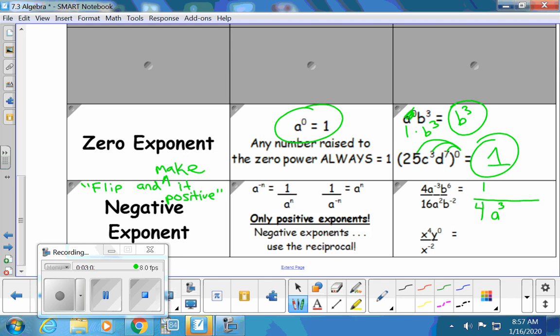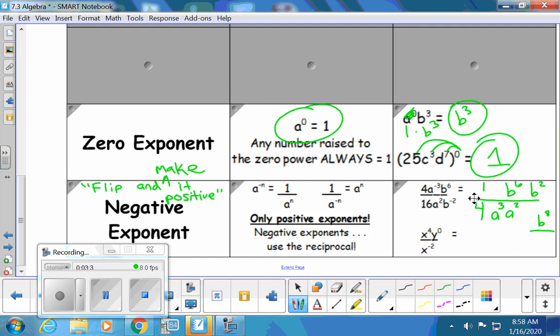So it'll be living down with the a squared because it doesn't need the flip. You only flip the ones that are negatives. This b to the 6, it's okay, so it can stay put. But this b to the negative 2, what's it going to have to do? Flip and make it positive. Now I got to clean up this answer a little bit. My b's can add together, so it would be 1 b to the 8th on the top, or just b to the 8th.